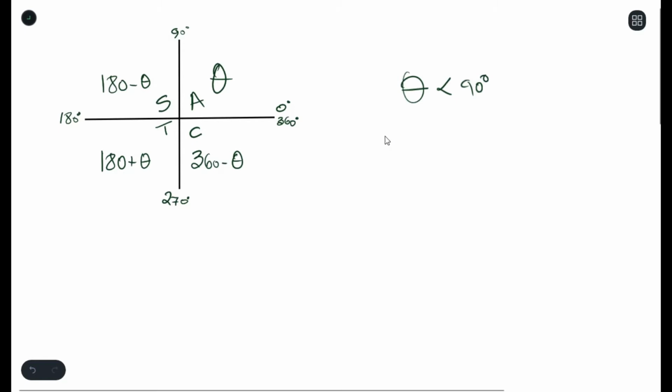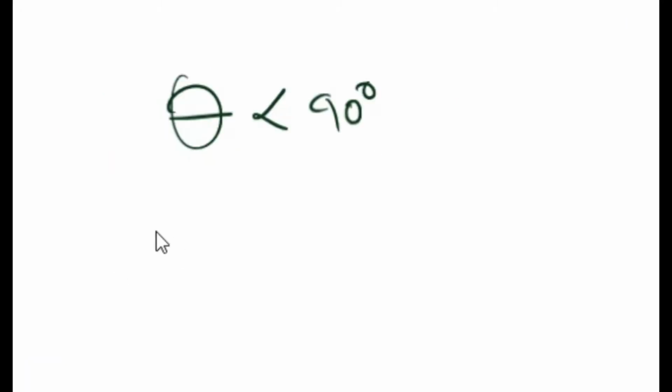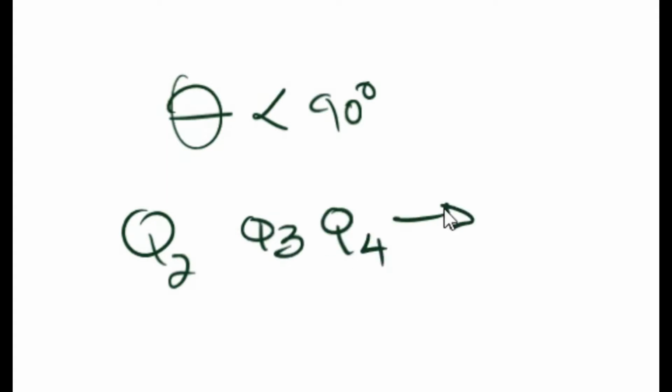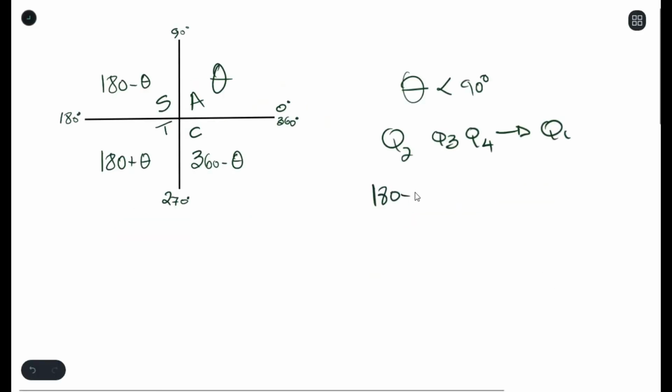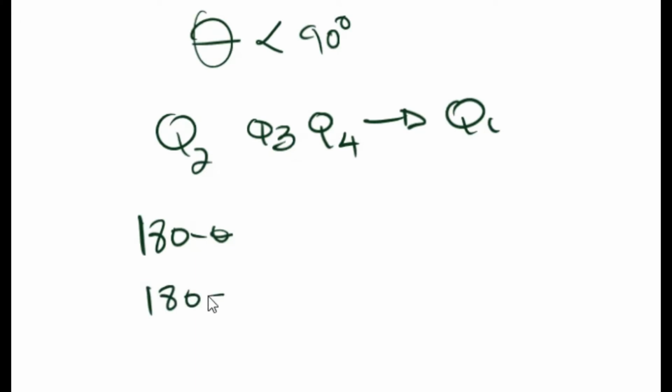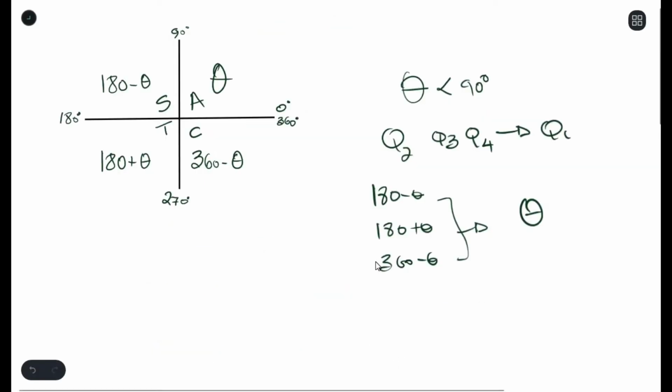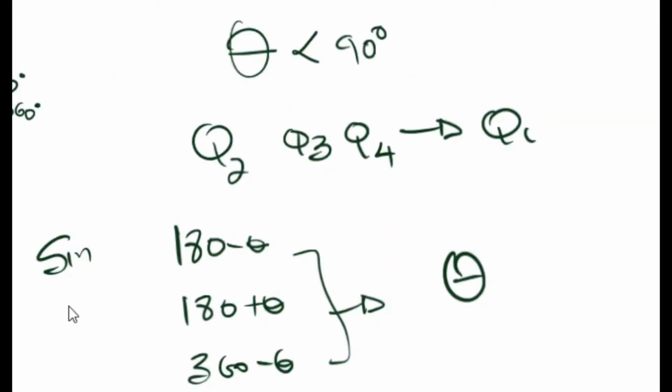Now, the goal of reduction formula is to make each quadrant, quadrant 2, quadrant 3, quadrant 4, and change them into quadrant 1. So we want to make 180 minus theta, 180 plus theta, 360 minus theta, and reduce them into theta. It doesn't matter if you're working with sine, cos, or tan. We want to change each and every one of these trig ratios into sine, cos, or tan theta.